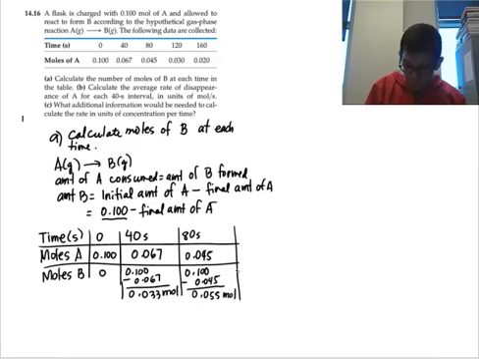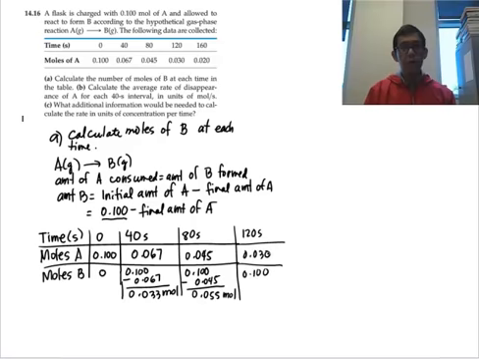Next, at time 120 seconds, the moles of A is 0.030, and the moles of B is 0.100, the initial amount of A, minus the final amount of A, 0.030, which is 0.070.